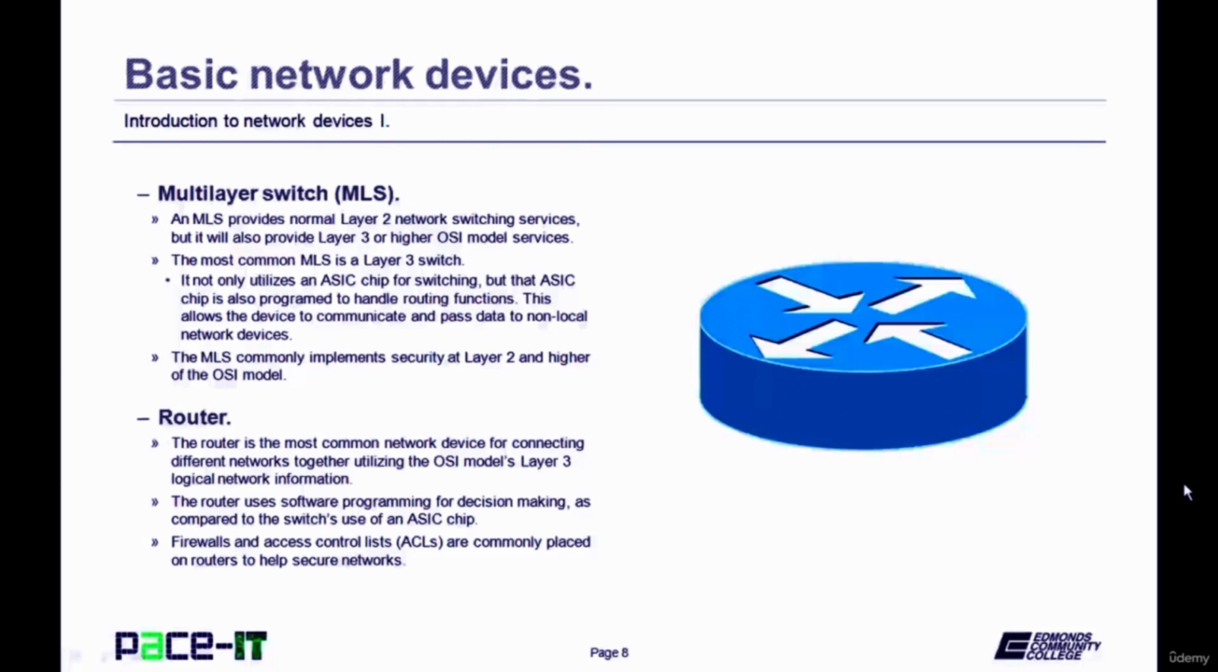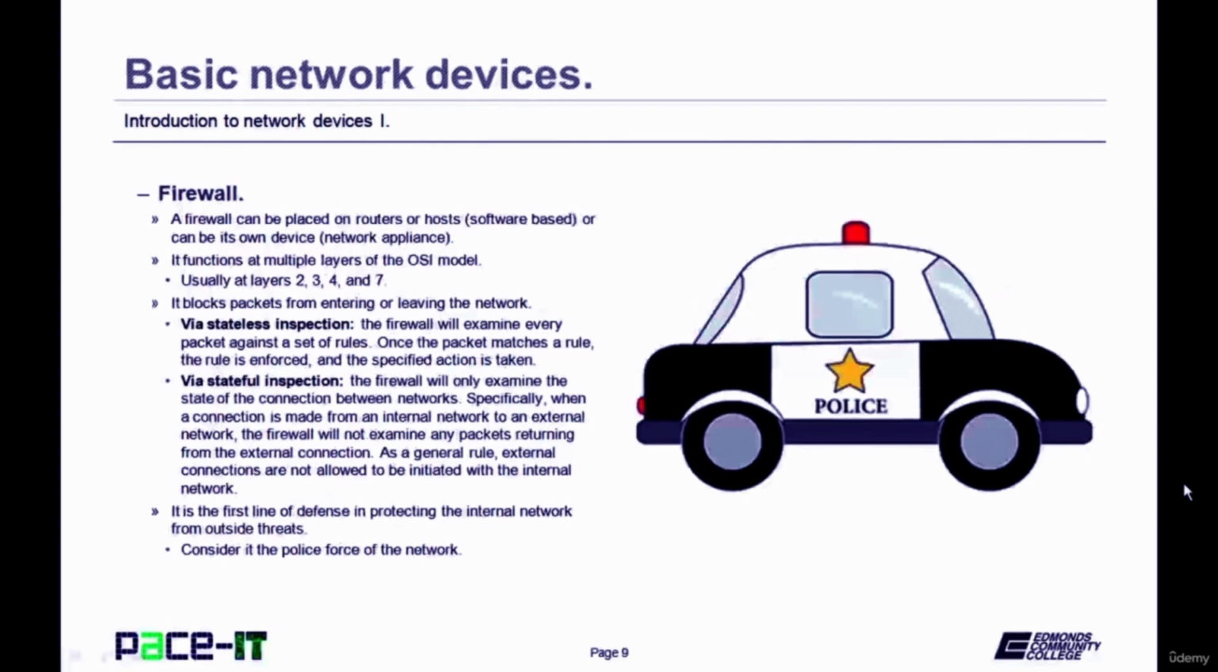The router is the most common network device for connecting different networks together utilizing the OSI model's Layer 3 logical network information. Unlike the switch, which uses an ASIC chip, the router uses software programming for decision making. Firewalls and access control lists are commonly placed on routers to help secure networks. Speaking about firewalls, a firewall can be placed on routers or hosts. This would mean that it would be software based, or a firewall can be its own device. Usually in that case, it's a network appliance.